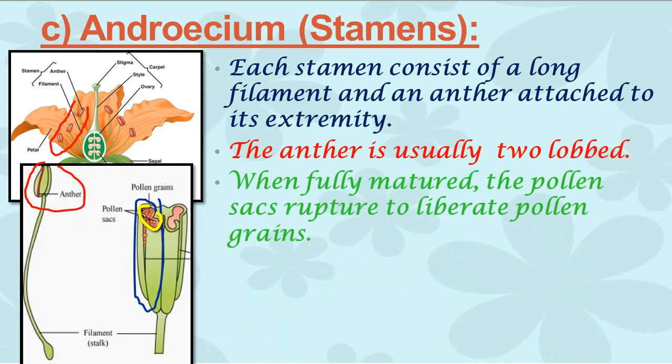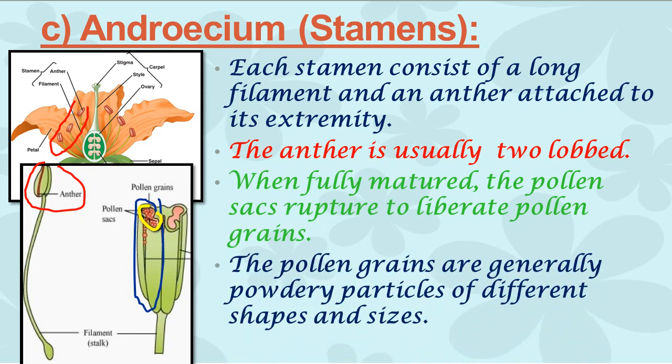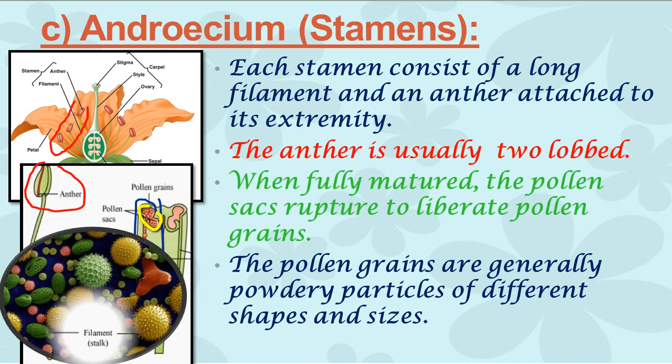So they can be easily carried away with the help of different pollinating agents, which help in the process of pollination. Okay, so students, the pollen grains are generally powdery particles of different shapes and sizes, and here I have shown a picture of different shapes and sizes of pollen grains. According to the different flower, different sizes and shapes of pollen grains are present. So these are the different types of pollen grains.